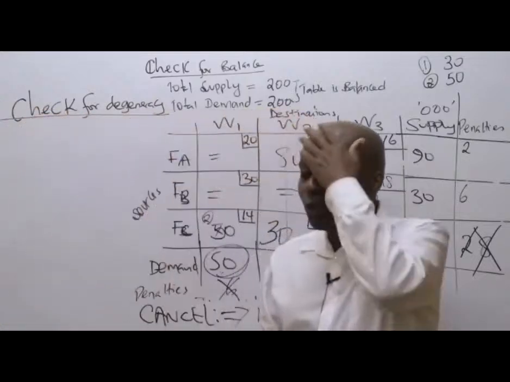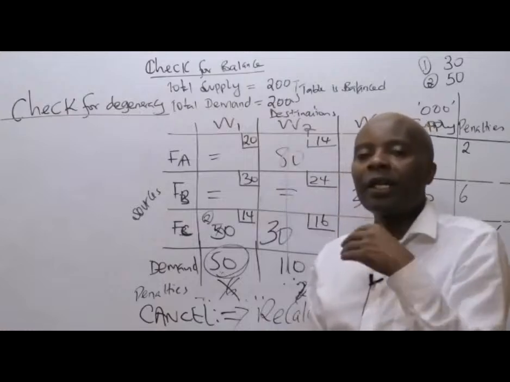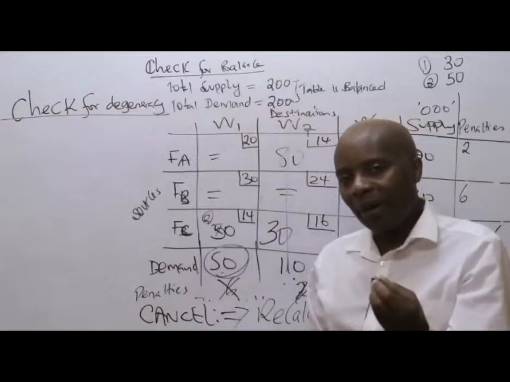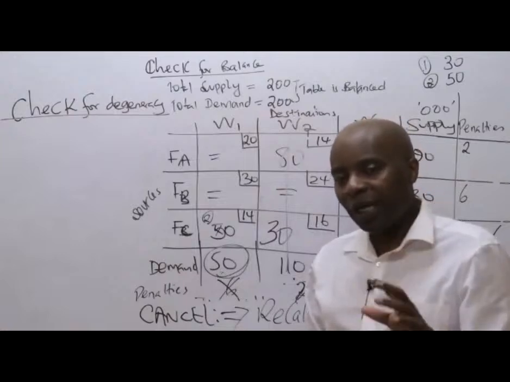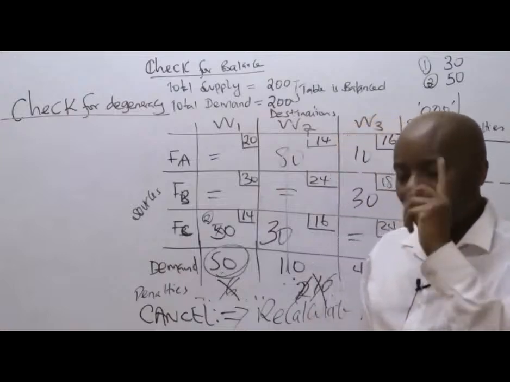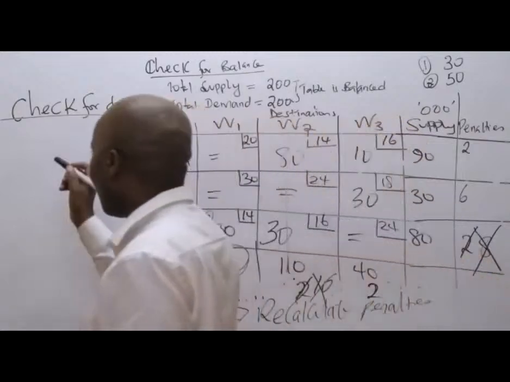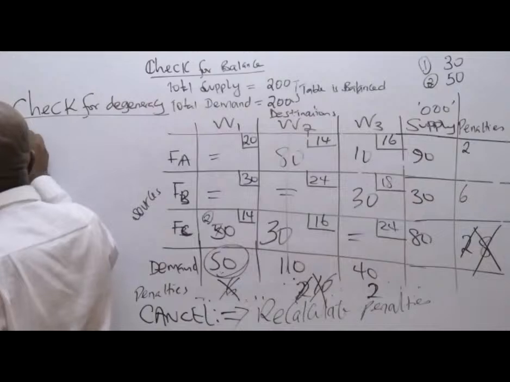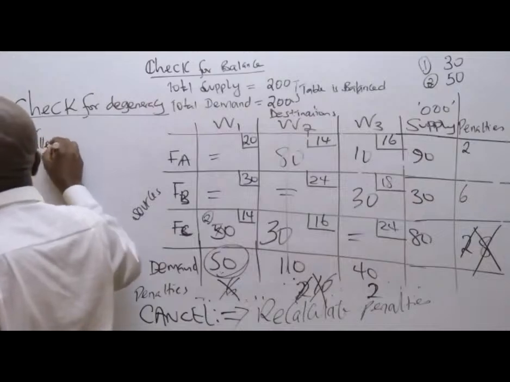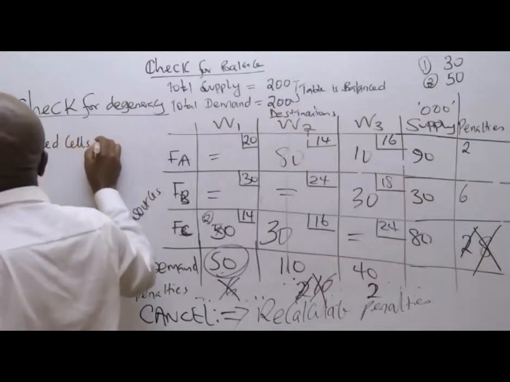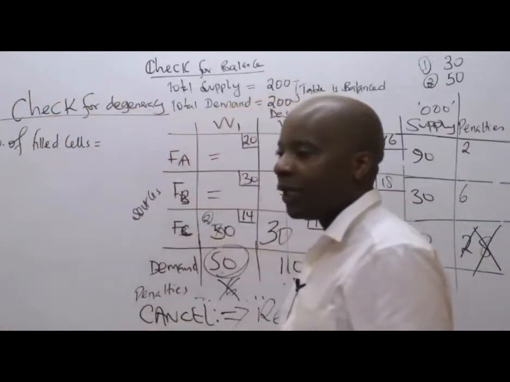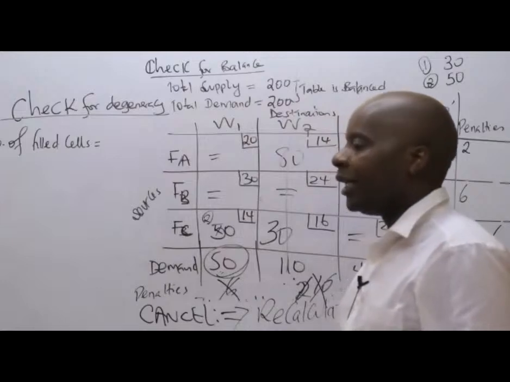If you want me to check for degeneracy, there are 2 things that I will always remember while checking for degeneracy. Number 1, I have to count all the filled cells. Then I'll be able to explain to you what degeneracy means. So you count the number of filled cells. Please count them for us. How many cells do we have here that are filled up in our table?